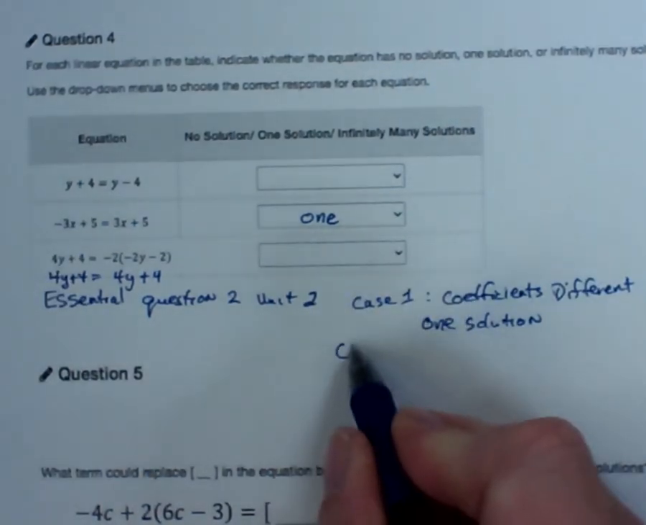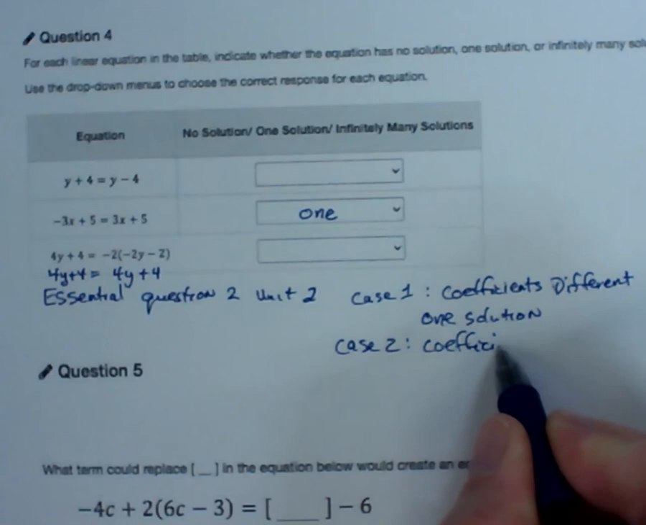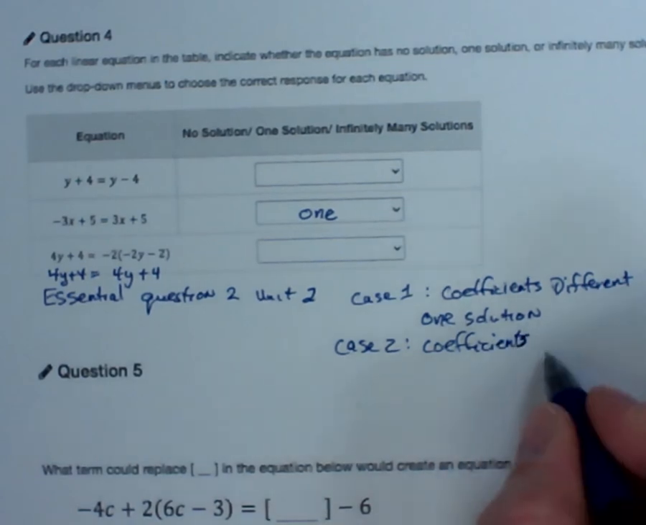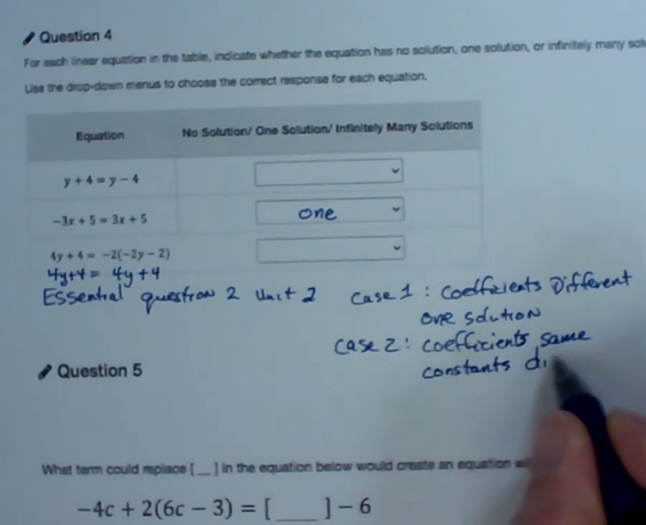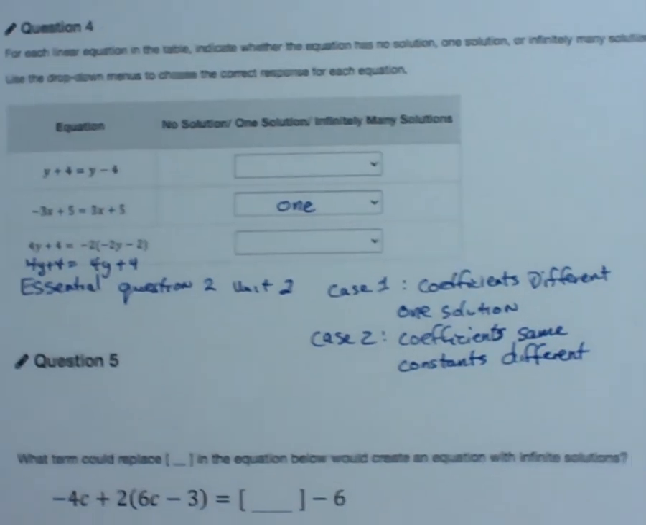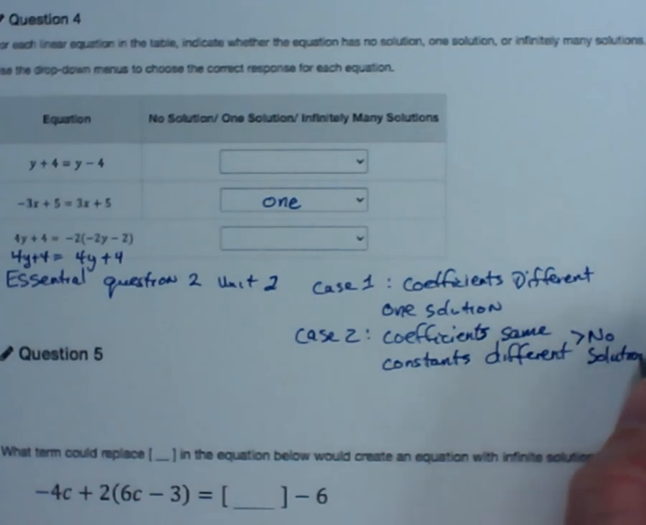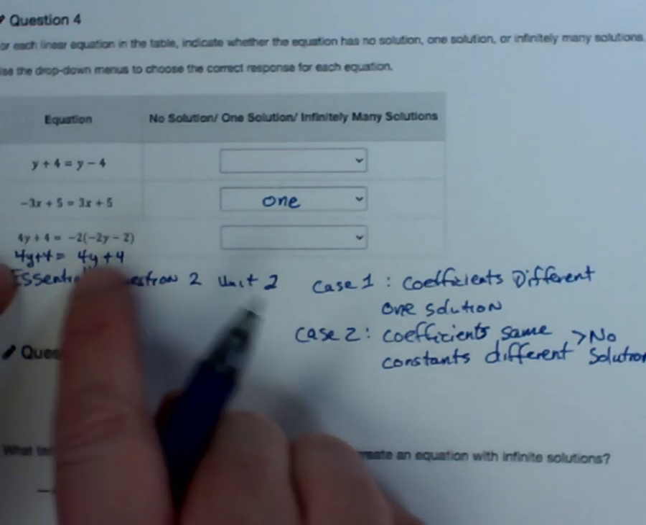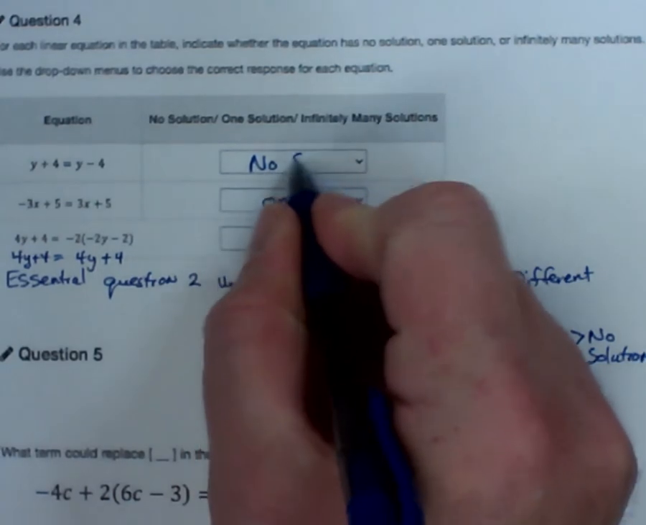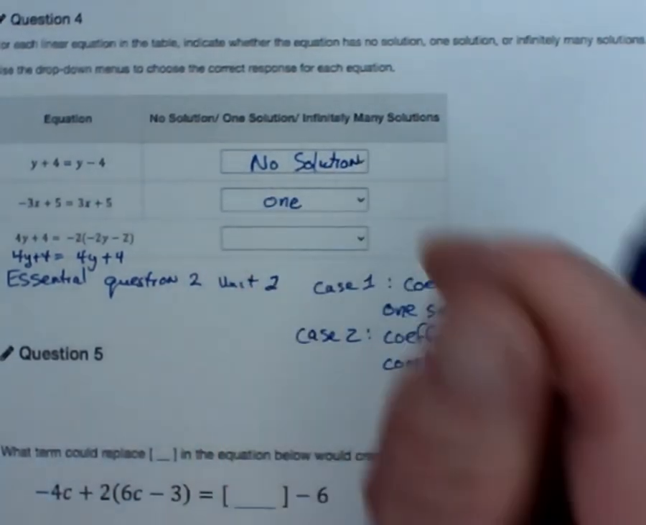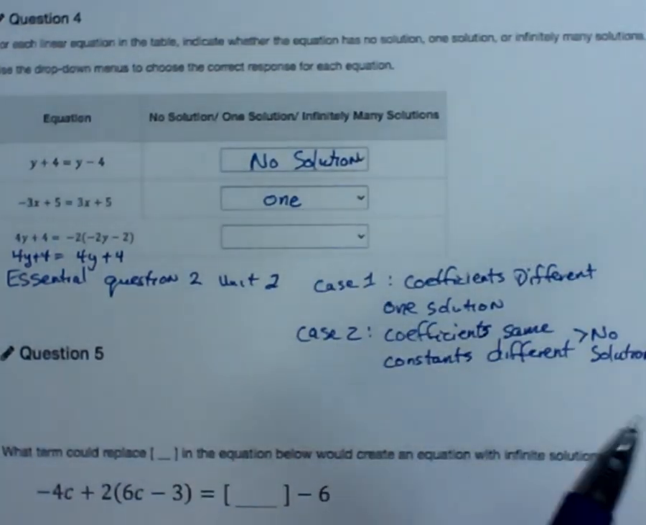Case 2. The coefficients are the same. But the constants are different. If that's the situation in case 2, there's no solution. So we go up here and look. Coefficients are the same. Constants are the same. That doesn't fit. Coefficients are the same. Constants are different. This is the no solution. And on the test, it's not necessarily you're going to have one of each. There might be 2 of the answers might be one solution, or all 3 of them.